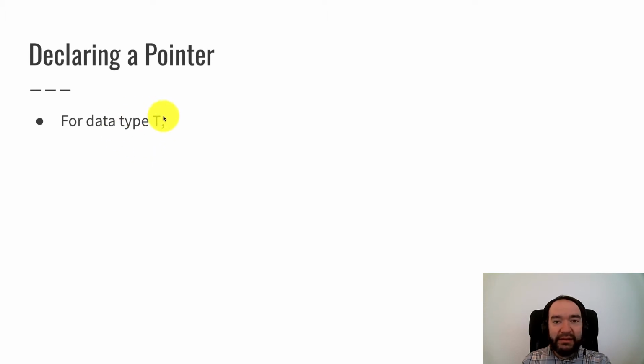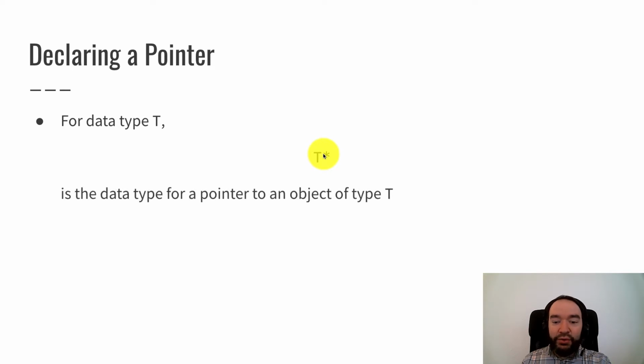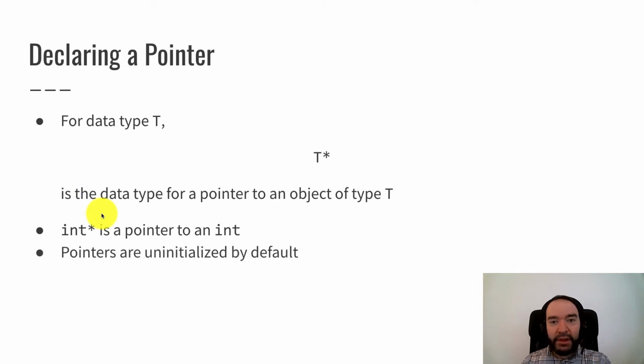If capital T is a data type, like int or something, then T star is the data type of a pointer to an object of type T. So continuing the int example, int is a data type name, so int star is the data type of a pointer to an int, or the location of an int. Pointers are uninitialized by default. That's consistent with them being considered kind of an integer type. In C++, the integer types, int, unsigned, and others, are uninitialized by default. So when you declare an int or unsigned or a pointer, it's your responsibility as the programmer to write code that initializes that variable.